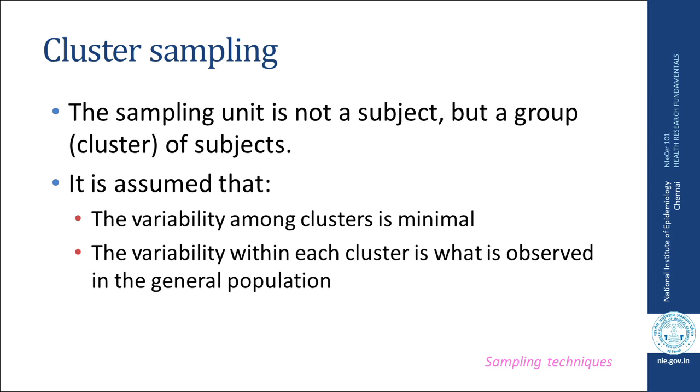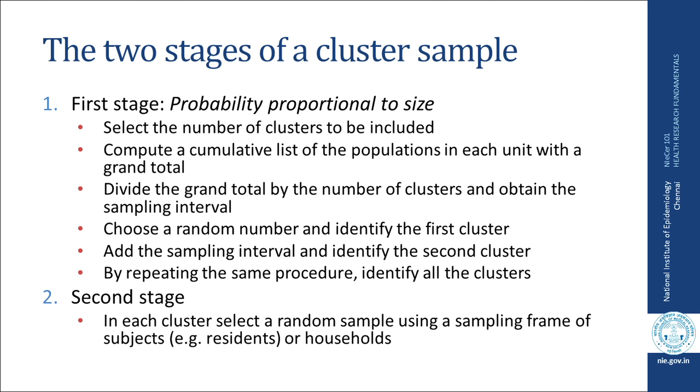The sampling unit is not a subject, but a group or a cluster of subjects. The assumption here is that variability among the clusters is minimal, and the variability within each cluster is what is observed in the general population.